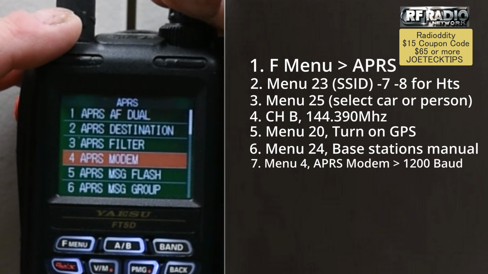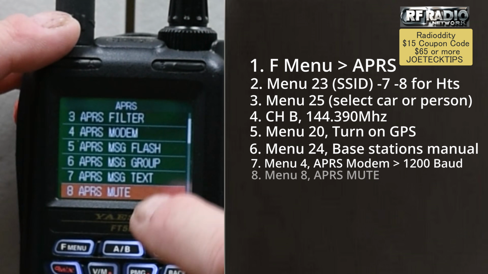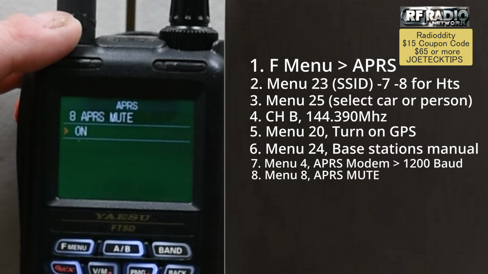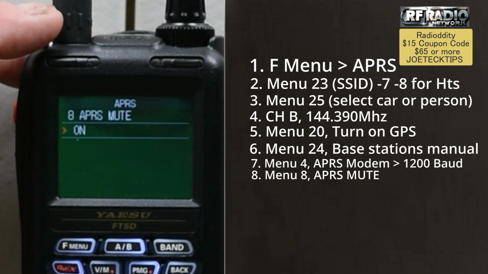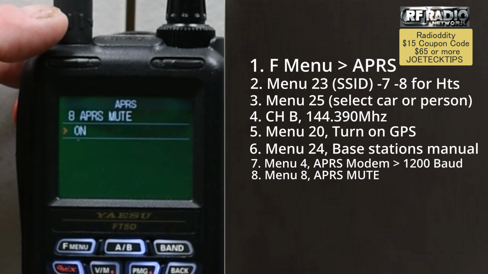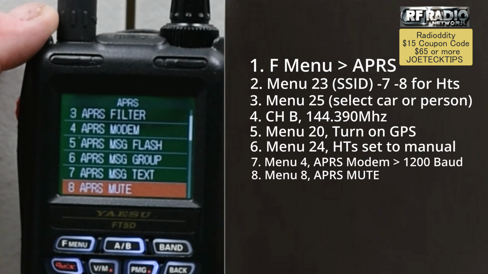Okay, now we go to option 8. And what's interesting is that if you do not turn this on, your radio will constantly be listening to the audio output of the APRS data. It's just like noises. And at this point, you can actually mute it so you don't hear that. So you're on the B channel, but you don't want to hear the data that's coming over. So you hit APRS mute, and that'll shut that down. And that's pretty much it.